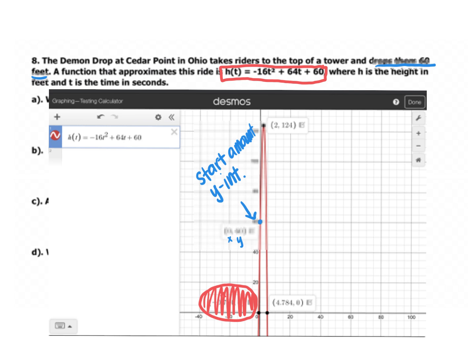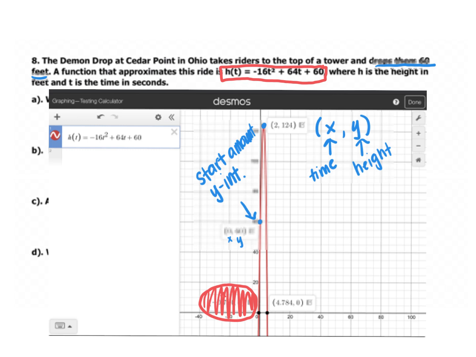Okay. Now, the next thing that we have is our maximum. This is the top point of our quadratic. If you notice, we have an x value of 2 and a y value of 124. When we're talking about word problems, our x value is our time, which means this is 2 seconds in this case, and h is my height of 124 feet.